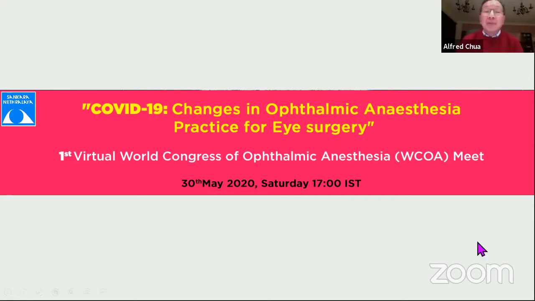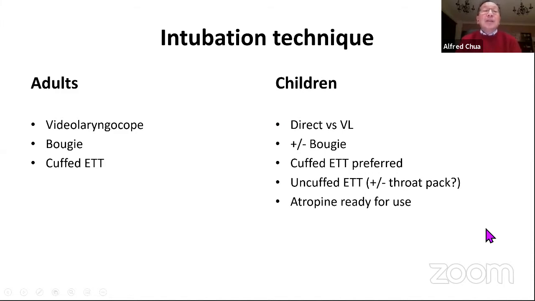Can we put the slide on, please? Obviously, they're similar. In the adult, you try to use a video laryngoscope, use a bougie, use the cuffed tube, and you keep your distance away from it. In the children, I find it very difficult to use a video laryngoscope. The face mask, the N95, all the extra gear, it starts fogging up. It's very difficult to see. Inevitably, I end up having to put my face close and do it like the direct method.